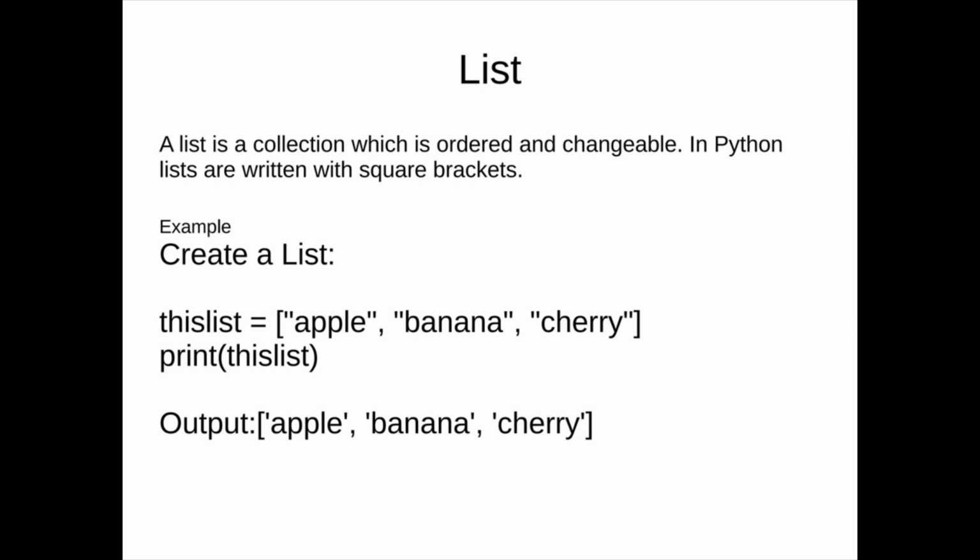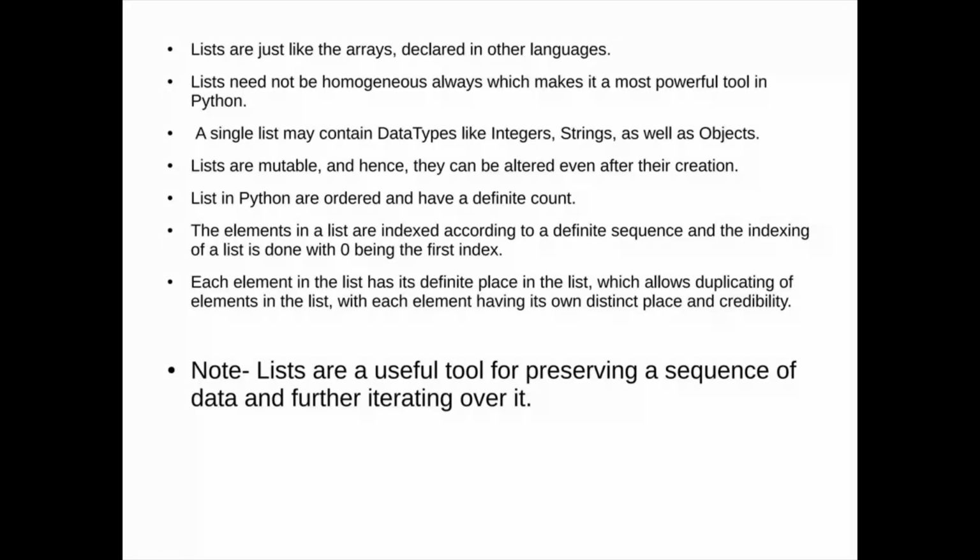In Python, lists are written with square brackets. Example, create a list. This list equals square brackets containing apple, banana, and cherry. Then print this list, and the output is displayed as apple, banana, and cherry. Lists are just like the arrays declared in other languages. Actually, a list is not homogeneous, which makes it a more powerful tool in Python.